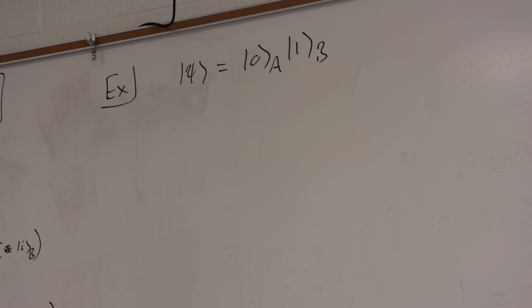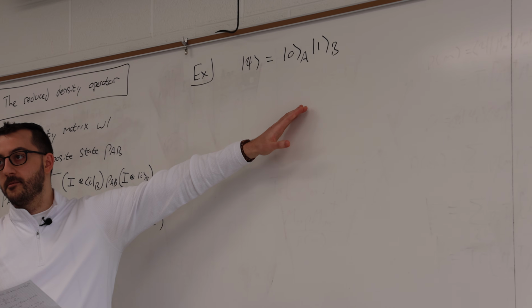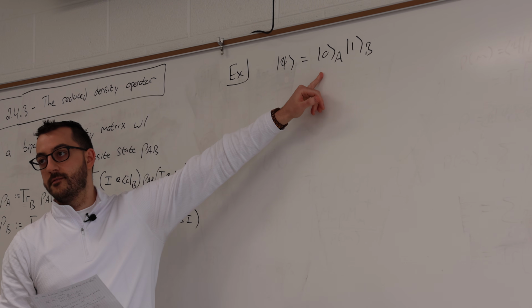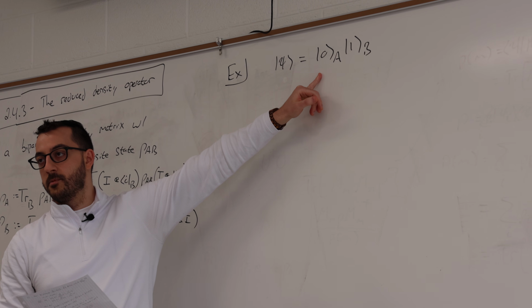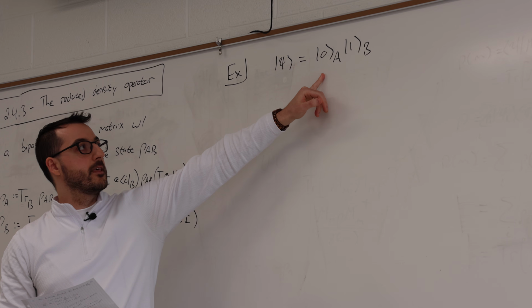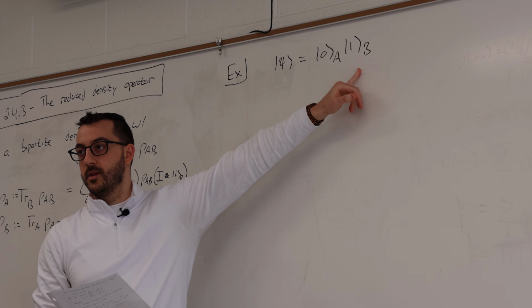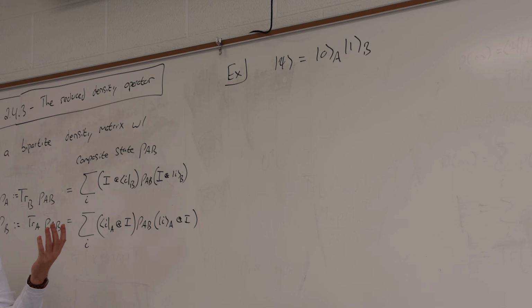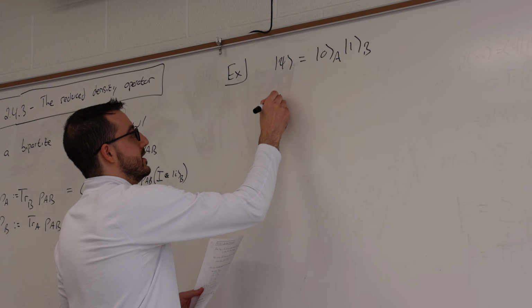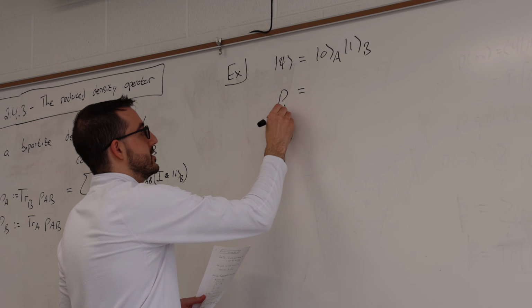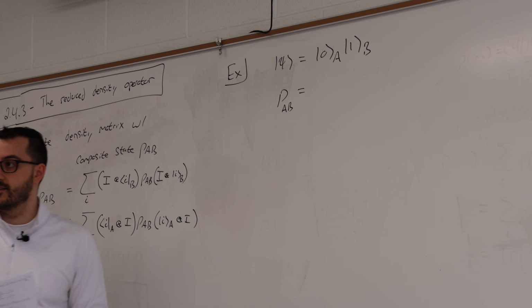So right up front, this is a separable state. I know that the state of the component A should be 0, and the state of component B should be 1. So we just want to check from our definition that that's still true, to see why this is a sensible way to define it. So the first question is, how do I write down what the density matrix rho AB is for this case?